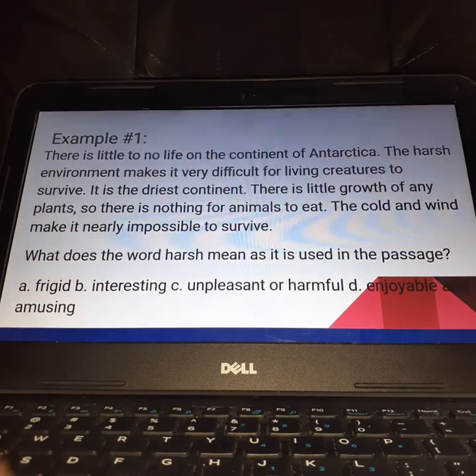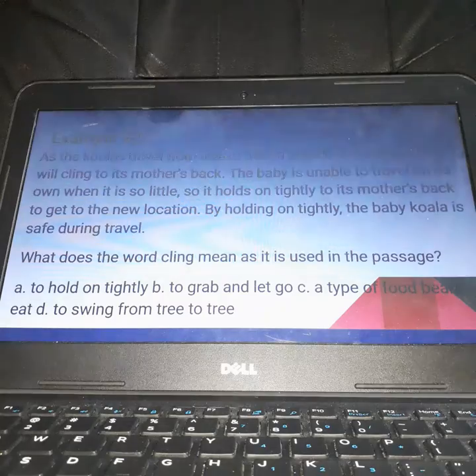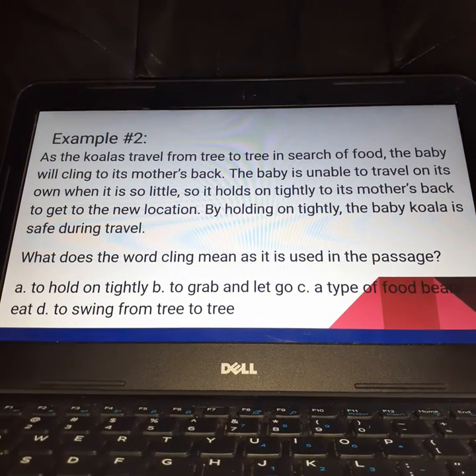Let's look at one more example. Example number 2. As the koalas travel from tree to tree in search of food, the baby will cling to its mother's back. The baby is unable to travel on its own when it is so little, so it holds on tightly to its mother's back to get to the new location. By holding on tightly, the baby koala is safe during travel. What does the word cling mean as it is used in the passage? A, to hold on tightly. B, to grab and to let go. C, a type of food bears eat. D, to swing from tree to tree.